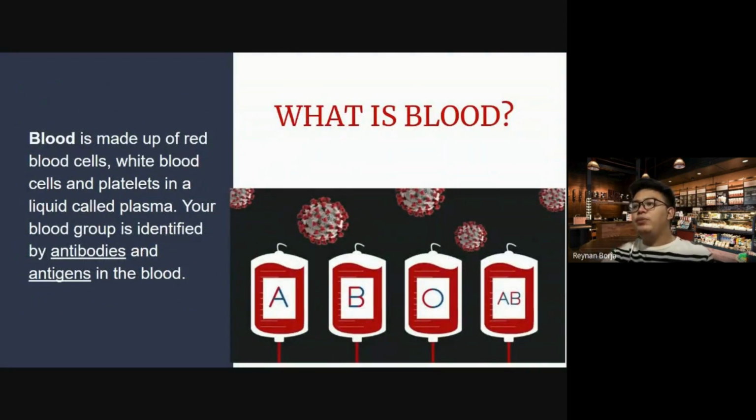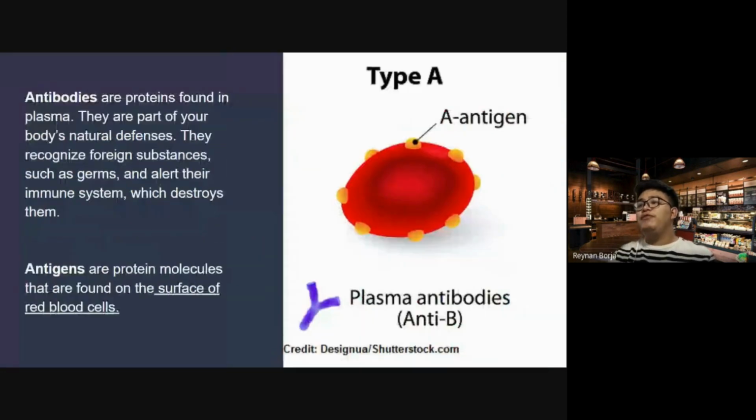Ano nga ba yung pinag-uusapan natin dito? So, simplify natin muna. What is blood? Your blood is made up of your blood cells, your WBCs, platelets, and what is called plasma. Yun yung liquid part. Okay? Your blood group is identified by the antibodies and antigens in the blood. Sir, ano ba yung sinasabi mong antibodies and antigens? So let me define that first.